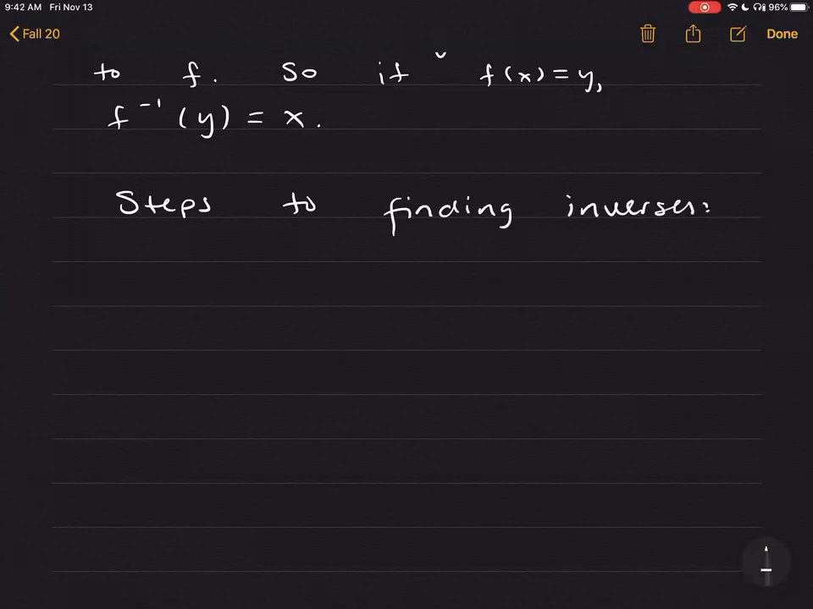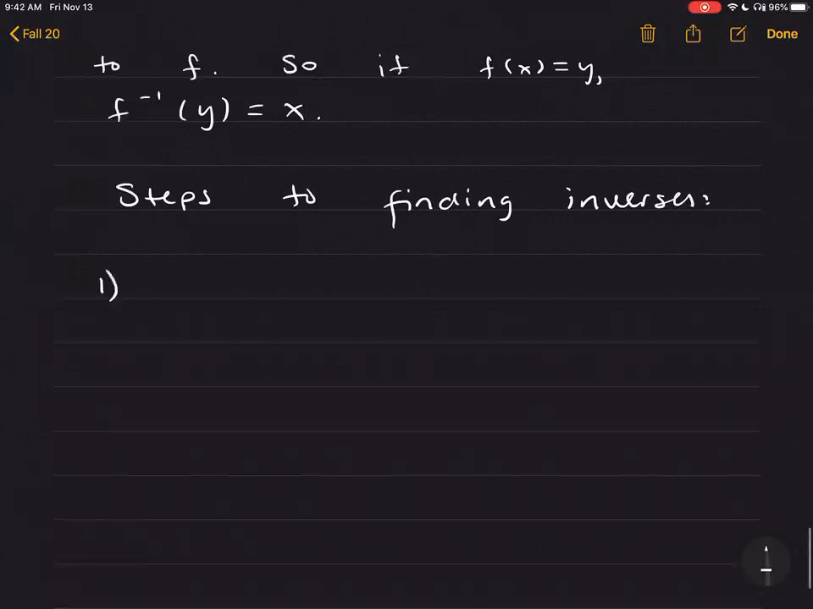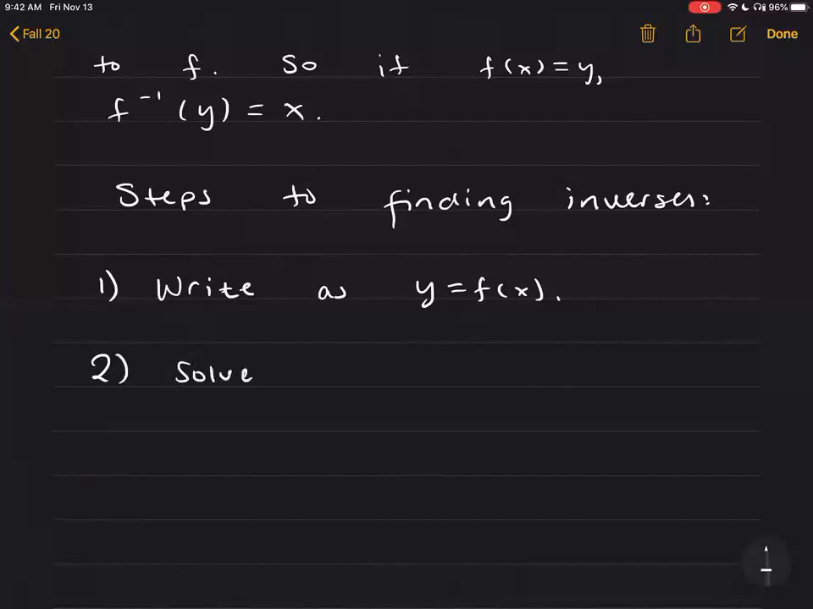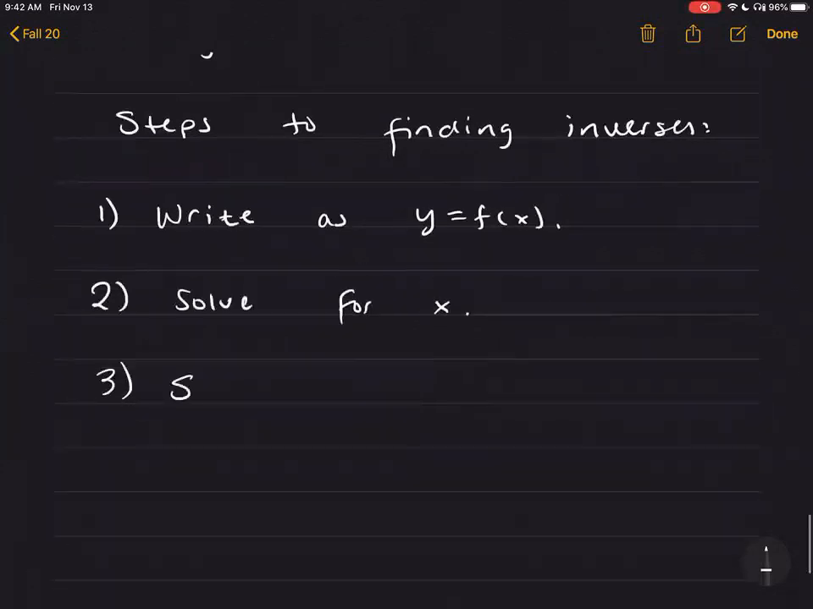Some of you are probably already familiar with this process, but if you aren't, that's okay. First we're going to write y equals f of x. What I mean by that will become clear when I do an example. Then you're going to solve for x if possible. Sometimes it's not fully possible to solve for x, and then the inverse is pretty hard to find. But solve for x if you can, and then 3, swap out the x's and y's. Let's see an example of this.